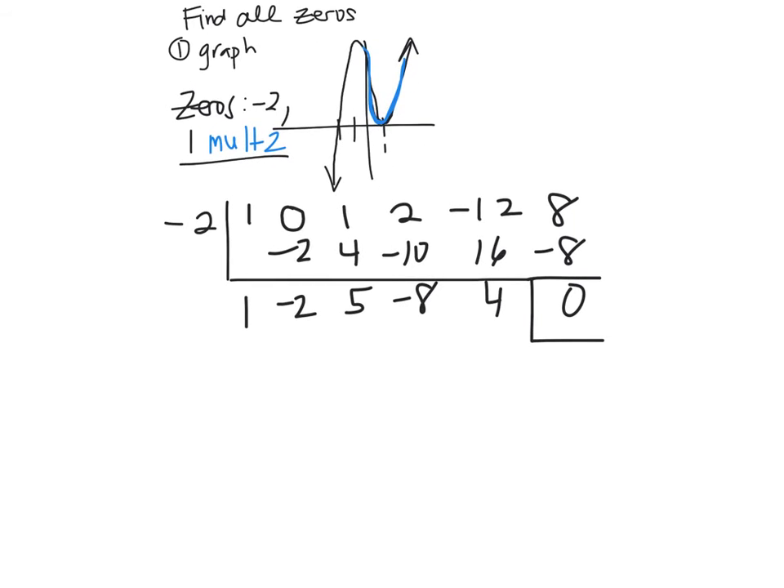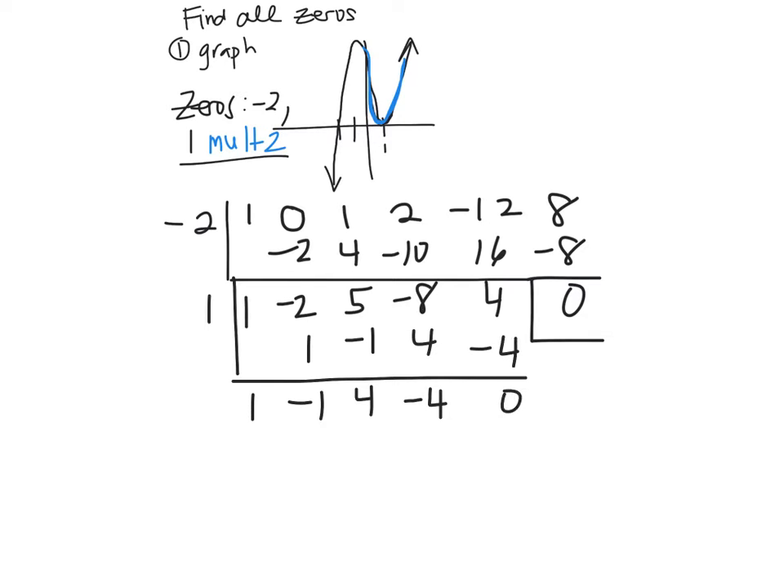Alrighty, so now what we've done is we've taken this x to the 5th polynomial down to an x to the 4th. And let's go ahead and divide it again. And let's use a 0 of 1. Okay, so 1 comes down. 1 times 1 is 1. Negative 1. Negative 1 times 1 is negative 1. 4, positive 4, negative 4, negative 4, and 0.